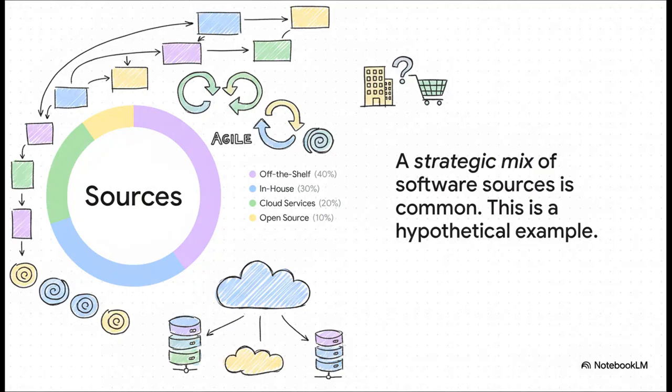The truth is, for most companies today, it's not a simple build or buy choice. It's more of a hybrid approach, a strategic cocktail of different sources. A company might buy 40% of its software right off the shelf, build the 30% that's super unique to its business, rely on cloud services for another 20%, and then use free open source software for the rest. It's all about finding the right mix.